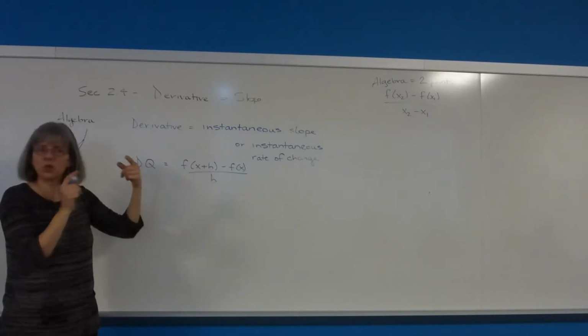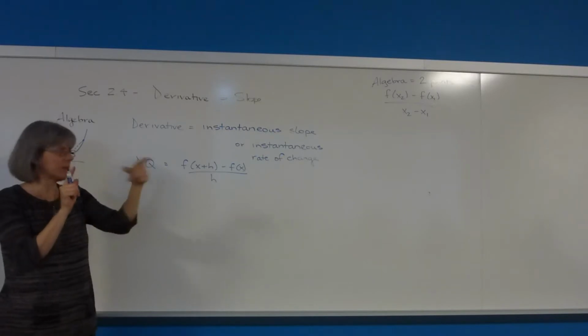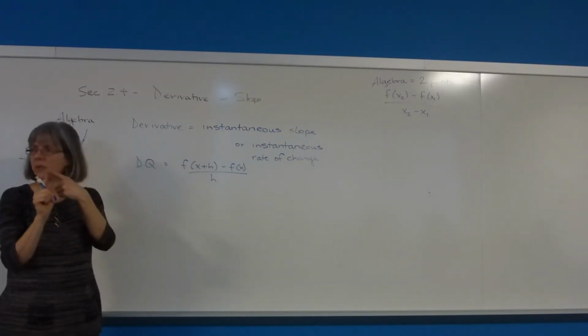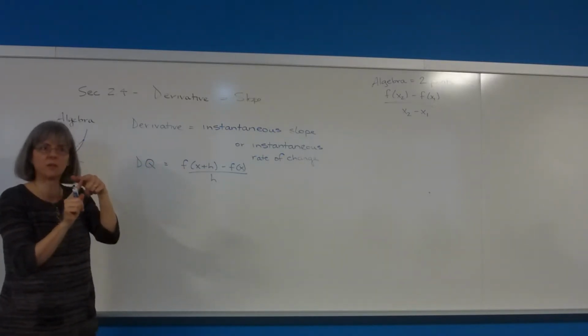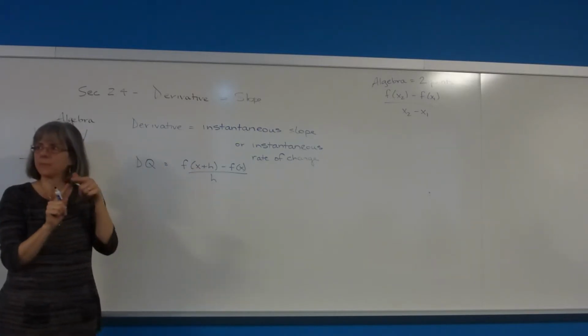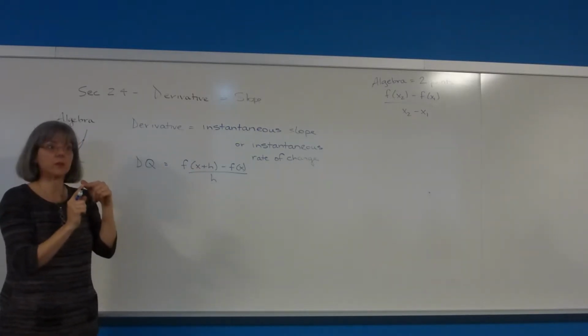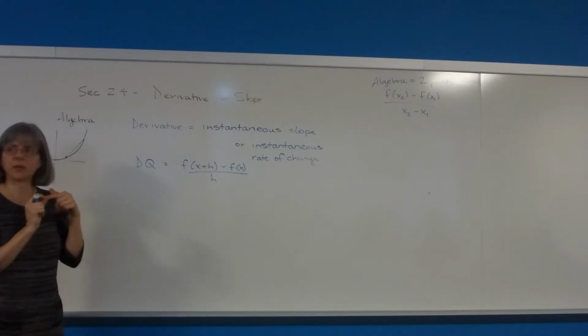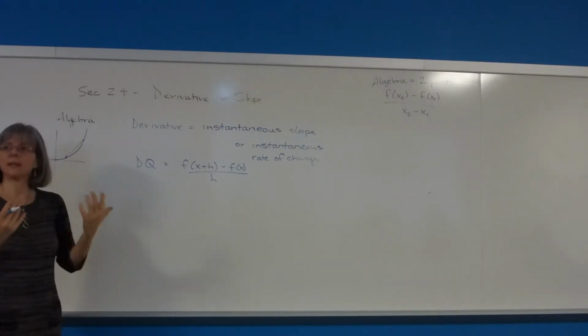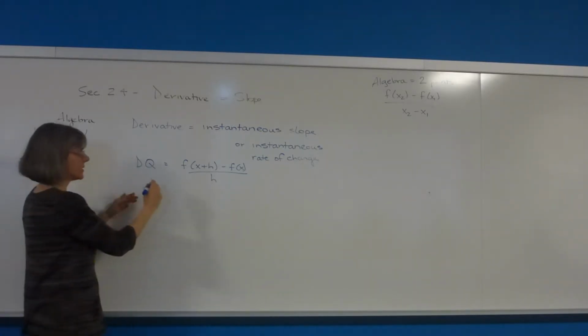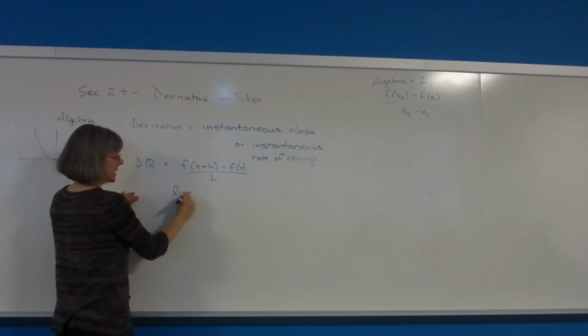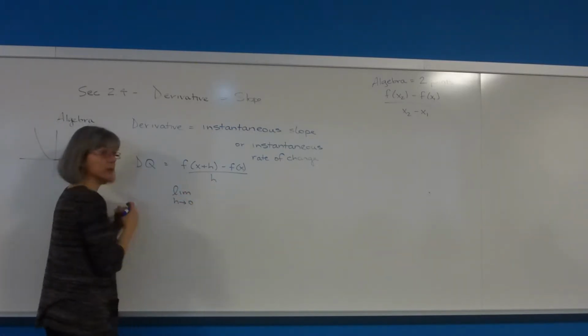How can I make this second point move towards the first point, to the point where it lands right on top of it? What do I need h to be? 0. Do I know how to make something approach 0? Yeah, we've been doing limits, right? So I can look at this. I can say the limit as h approaches 0.